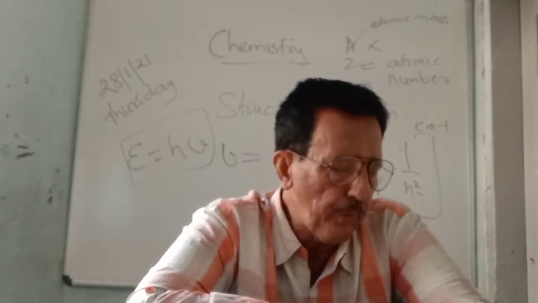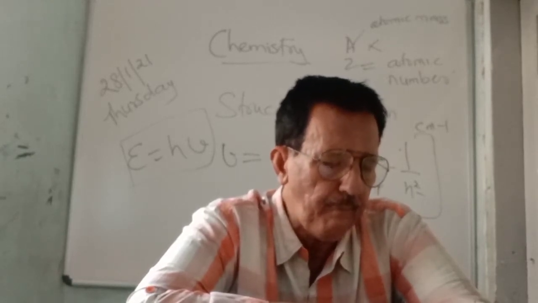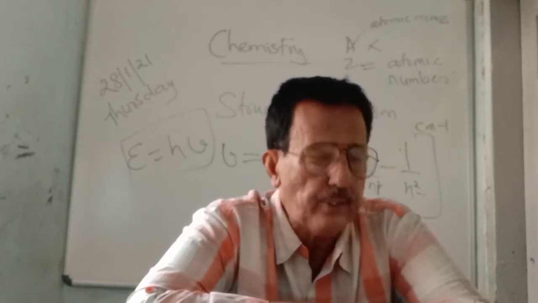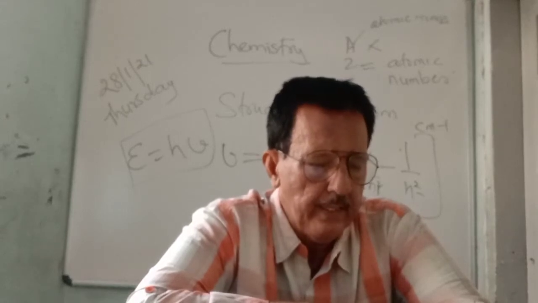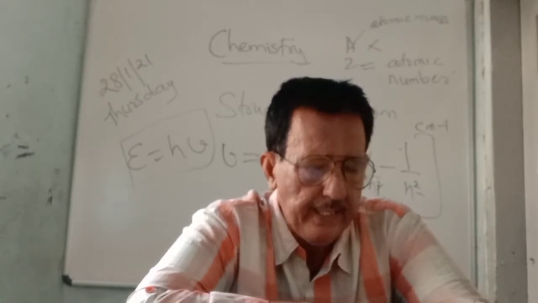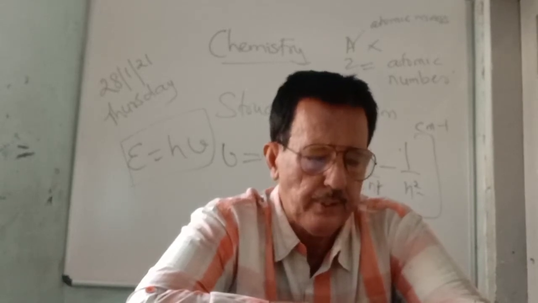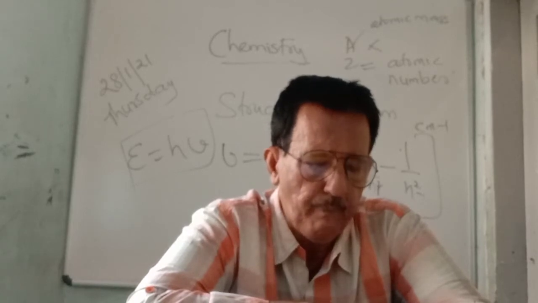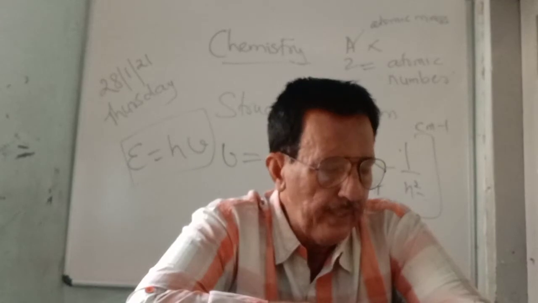Then we come to the proton. The symbol will be p. Absolute charge will be plus 1.6022 into 10 raised to minus 19. Relative charge will be plus 1. Symbol for the charge will be plus e. Mass in kg will be 1.6726 into 10 raised to minus 27, which is equal to 1.00727 u or 1 u.